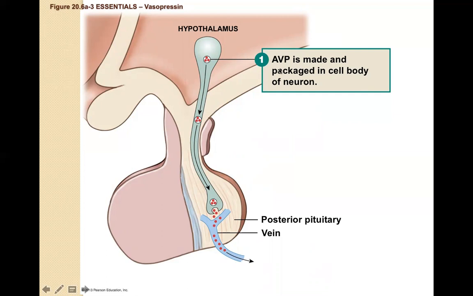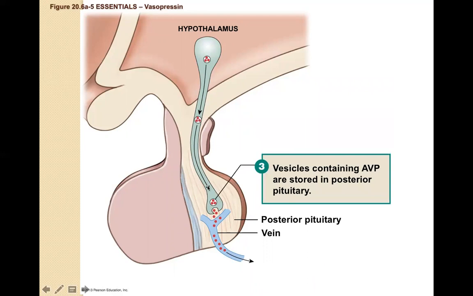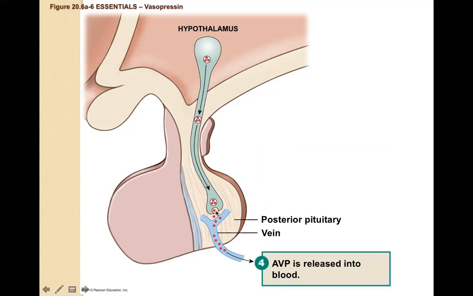It's made and packaged in the cell body of a neuron within the hypothalamus. Then that arginine vasopressin is transported via a vesicle down the neuronal cell. It eventually reaches the posterior pituitary where it's released. And when it's released, it enters the bloodstream. And after it enters the bloodstream, it'll make its way to the kidney, to the collecting duct cells through that second messenger system that we talked about.